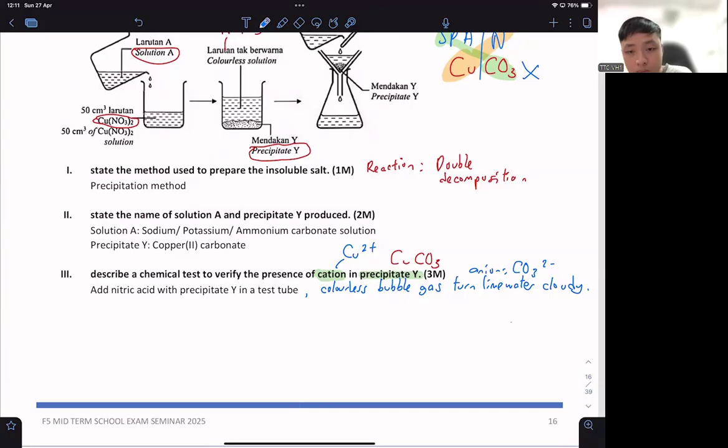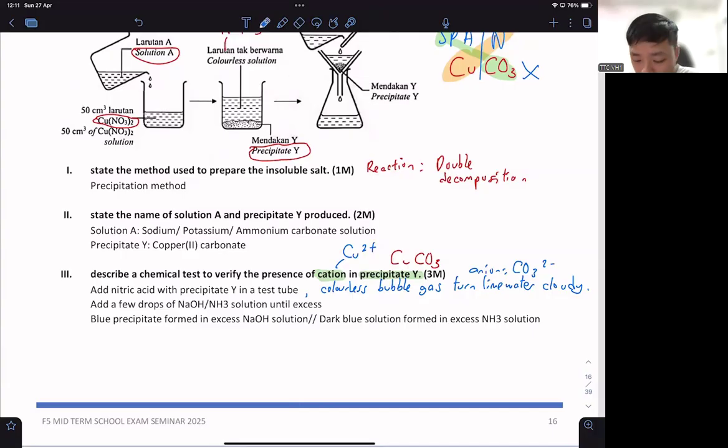Then how about the copper ion? You add the ammonia. You can either do NaOH or NH3. But normally I just memorize NH3. I add NH3 until excess. Few drops, I get blue precipitate first for NH3. But if I add excess, I get dark blue solution.